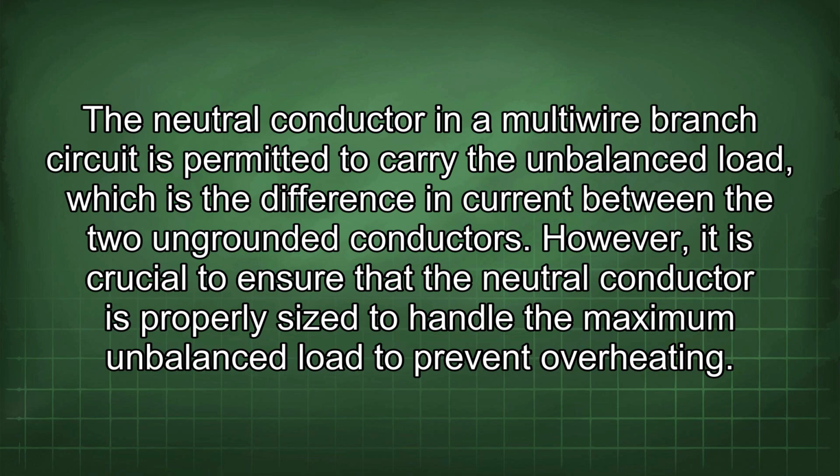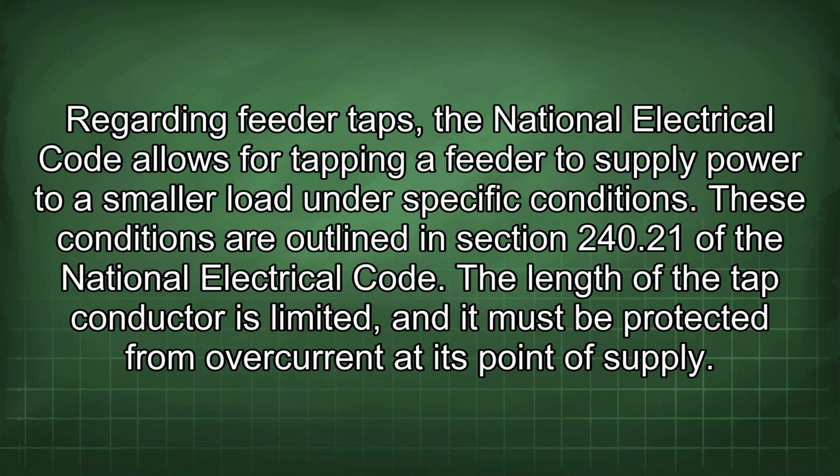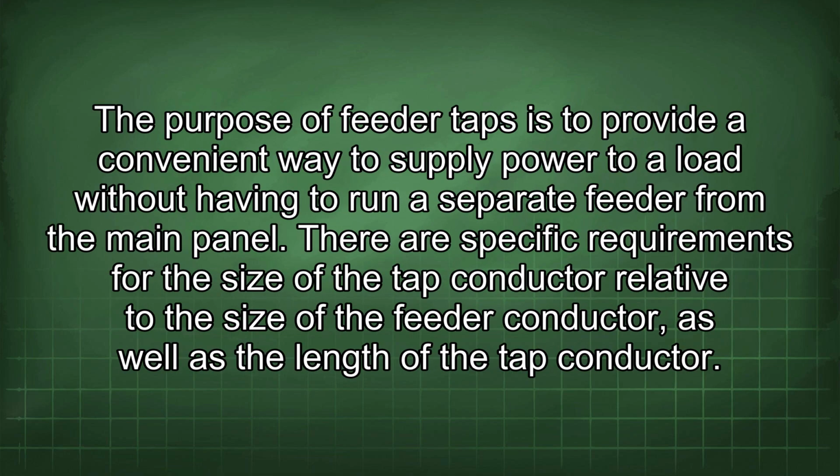Regarding feeder taps, the National Electrical Code allows for tapping a feeder to supply power to a smaller load under specific conditions. These conditions are outlined in Section 240.21 of the National Electrical Code. The length of the tap conductor is limited, and it must be protected from overcurrent at its point of supply. The purpose of feeder taps is to provide a convenient way to supply power to a load without having to run a separate feeder from the main panel. There are specific requirements for the size of the tap conductor relative to the size of the feeder conductor, as well as the length of the tap conductor.